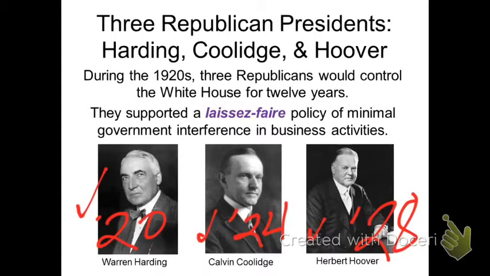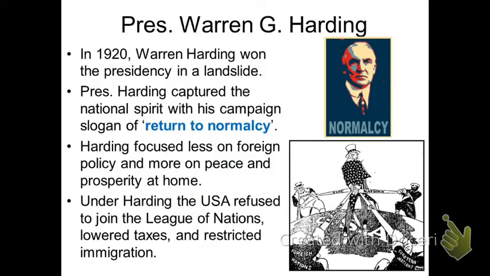During the 1920s, three Republicans controlled the White House for 12 years. Again, keep in mind, Hoover was elected in '28. He lost the election in 1932 to FDR and served until early 1933. So from 1921, when Warren Harding was inaugurated, to 1933, when FDR was inaugurated, those 12 years were controlled by the Republicans in the White House. They were all big supporters of laissez-faire, which of course is a policy of minimal government interference in business activities. Let's take a look at each of the presidents individually.